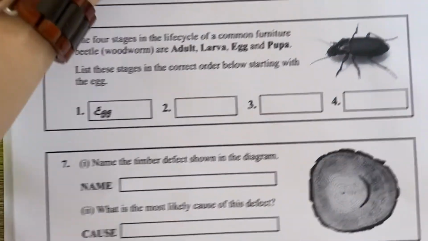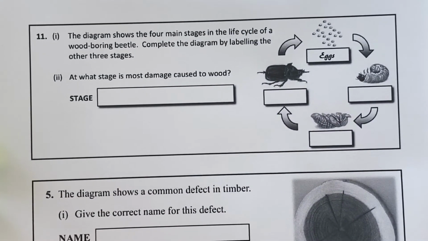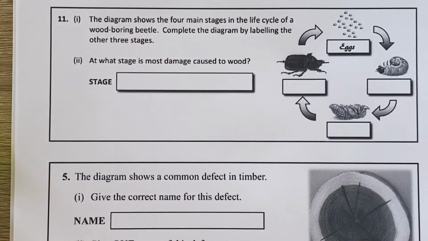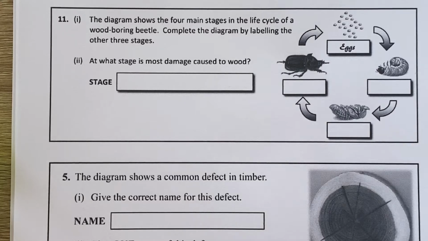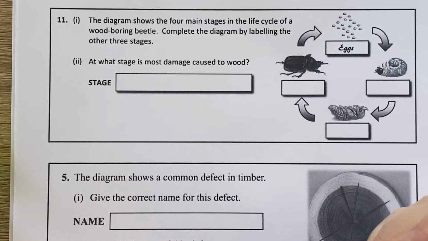Next, the next question, again it was number 11, which is interesting. The diagram shows the 4 main stages in the life cycle of a wood boring beetle. The woodworm, the dreaded woodworm. So 4 stages in the life cycle. Complete the diagram by labelling the other 3 stages.